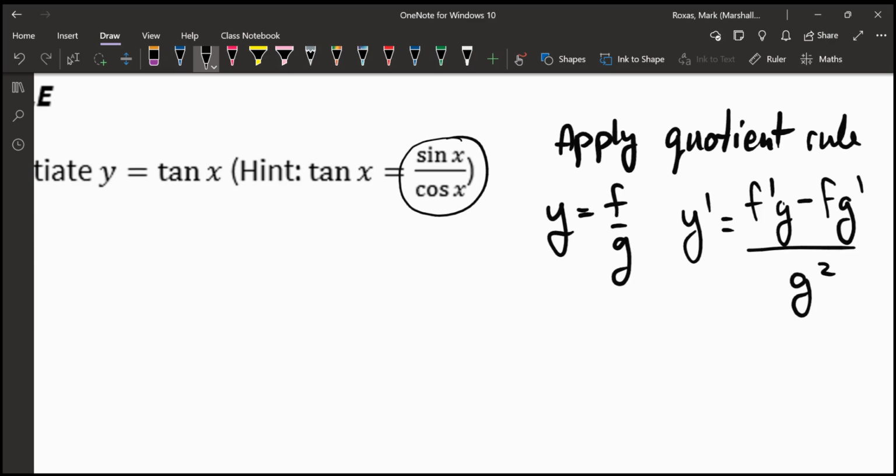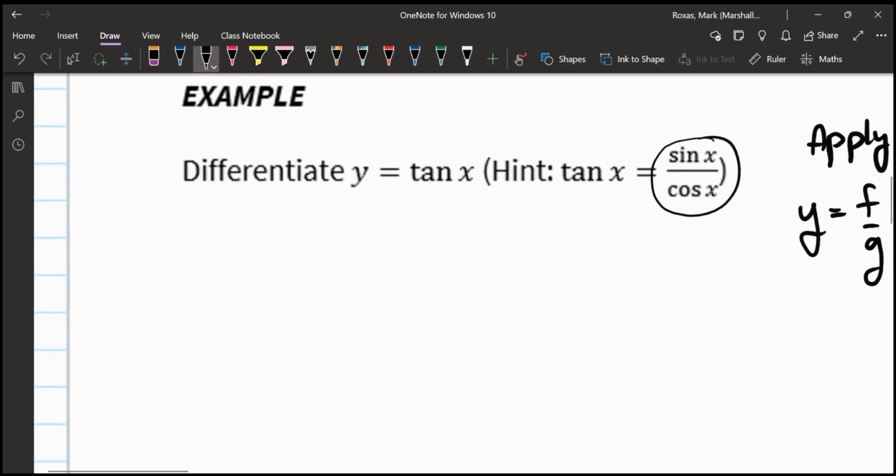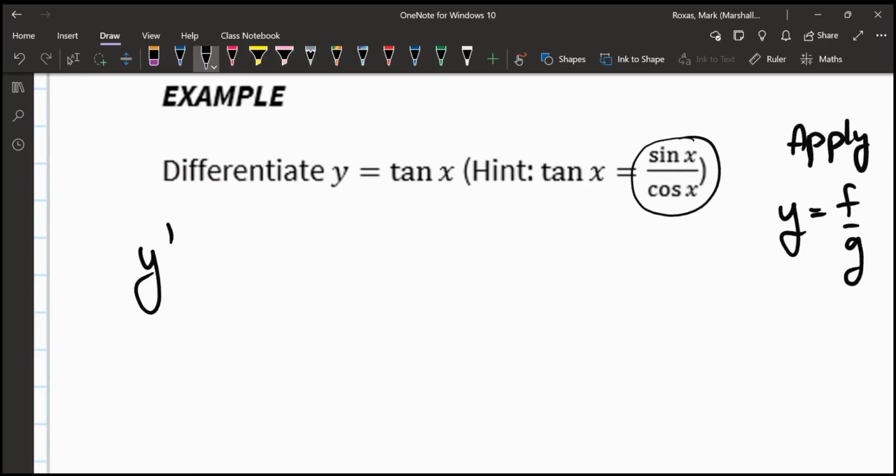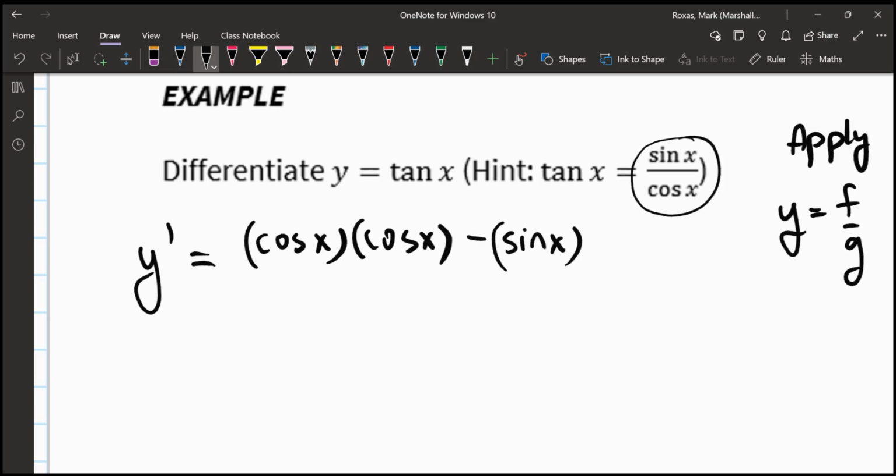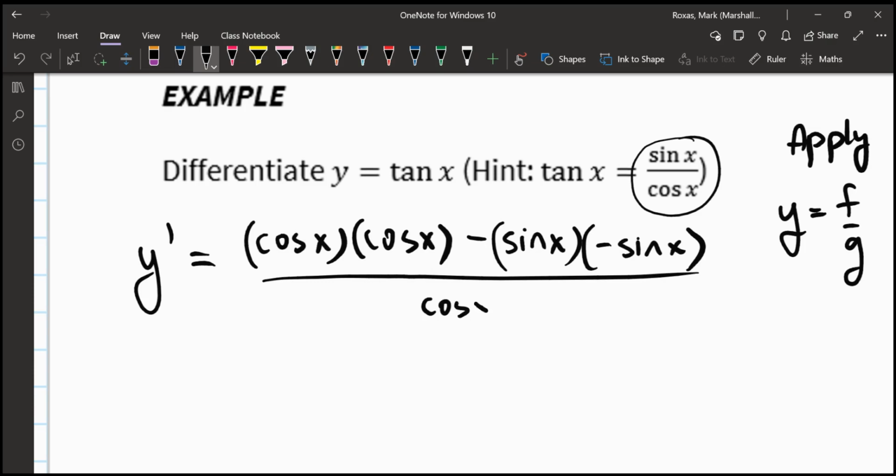Okay, so if we apply this to tangent of x, then what we would get is y prime equals the derivative of the numerator, which is the derivative of sine x, and that is cosine of x, times the denominator, which is cosine of x, minus the numerator, sine of x, times the derivative of the denominator, so the derivative of cosine of x is negative sine of x, all divided by the denominator squared, cosine of x brackets squared.